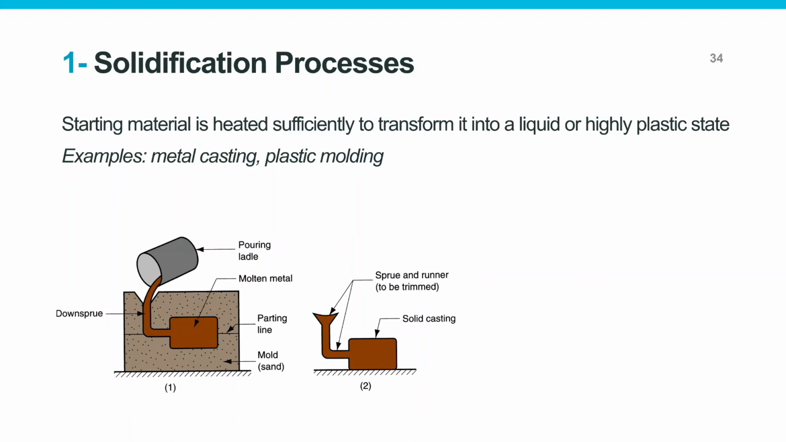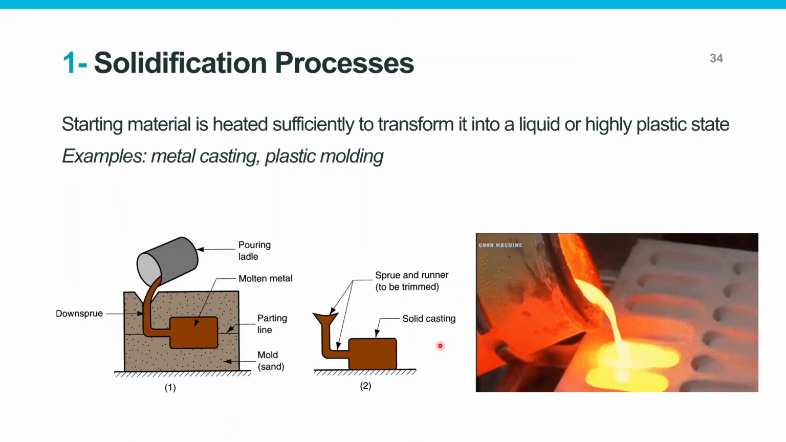As an example of this solidification process, metal casting or plastic molding, basically the molten metal is poured into the cavity that is surrounded by the mold, in this case sand. And once it has cooled, we get rid of the sprue and runner, trim them, and end up with the solid casting. Something like what you will see here.